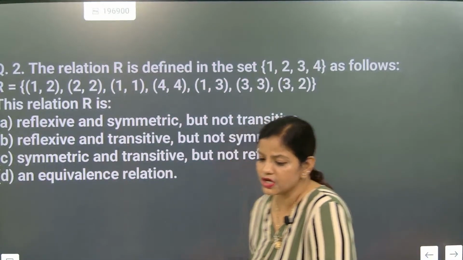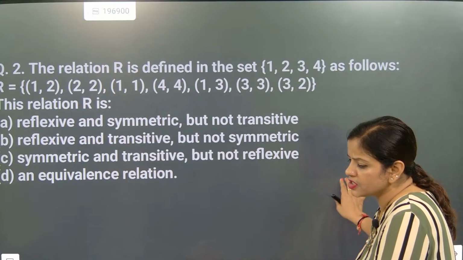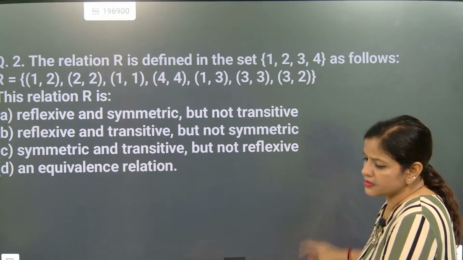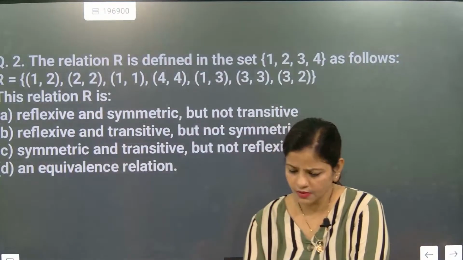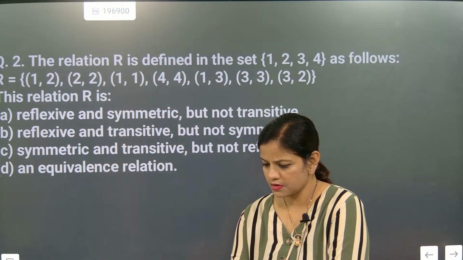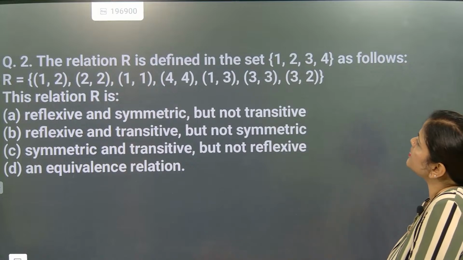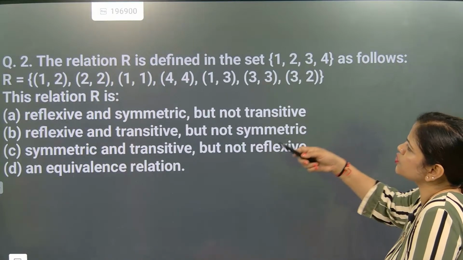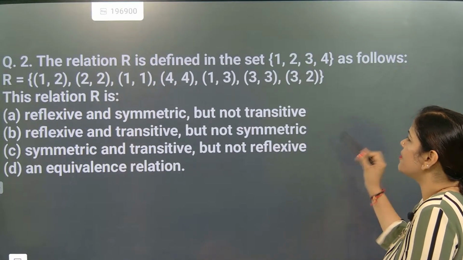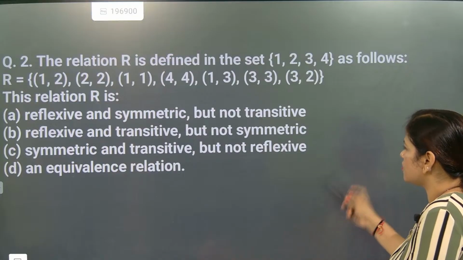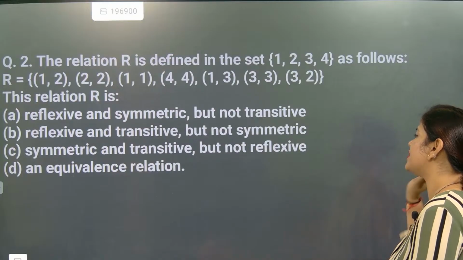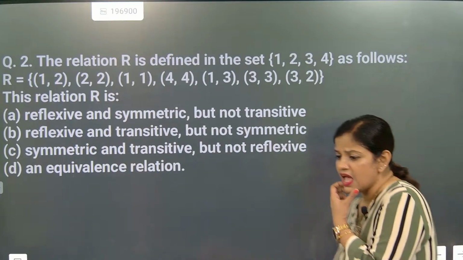Go for question number 2, children. What is the correct answer? What is the question? The relation is defined in the set {1, 2, 3, 4} as shown. Is it reflexive, symmetric but not transitive; reflexive and transitive but not symmetric; symmetric and transitive but not reflexive; or an equivalence relation? And your time starts now.